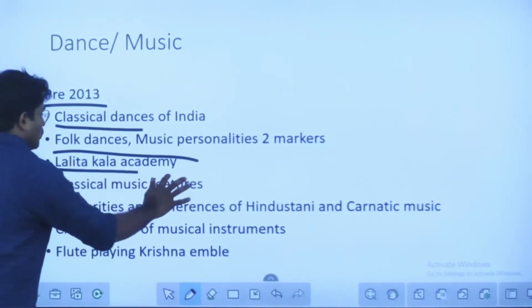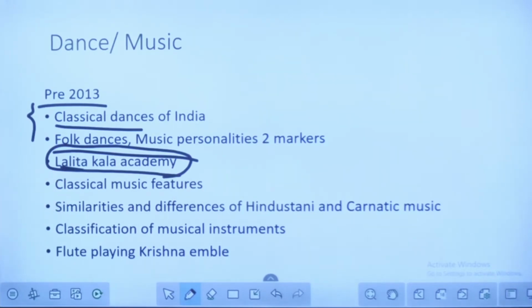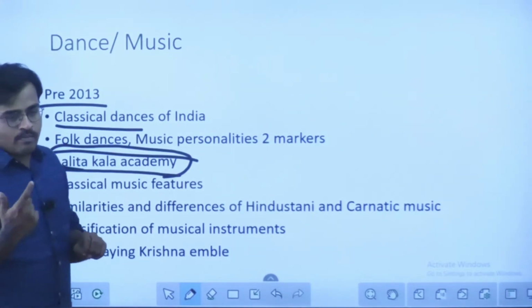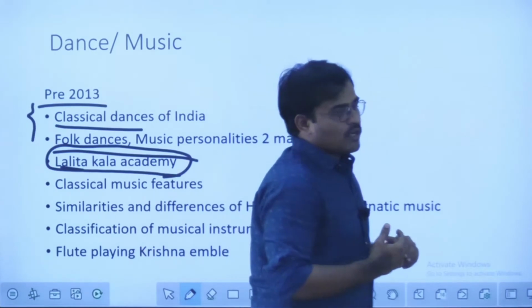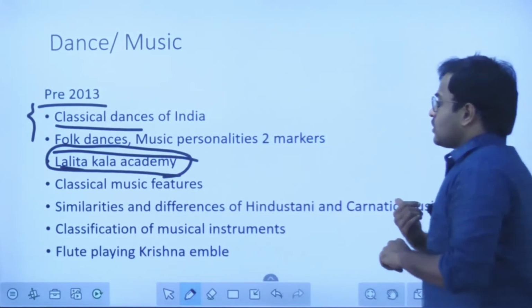Then they asked twice a question on Lalita Kala Academy. Suddenly this question can come again. So for this organization, you need to make some notes on Lalita Kala Academy. What is its function? What are the awards which are given by Lalita Kala Academy? It has been asked twice.